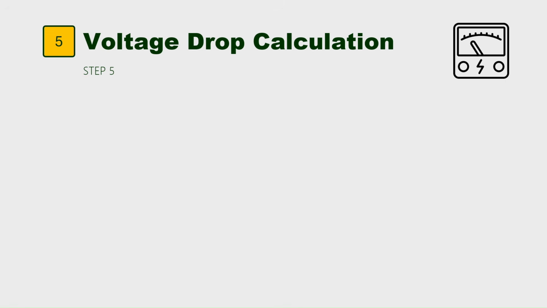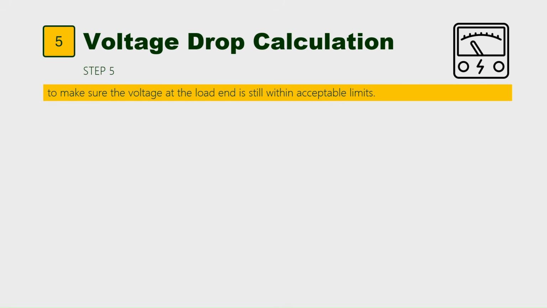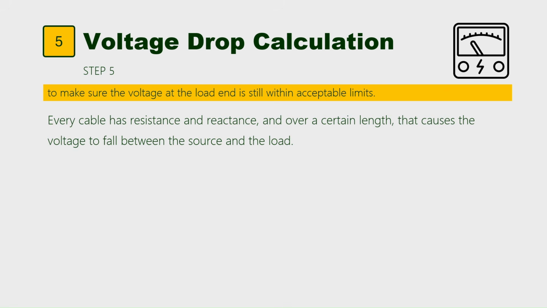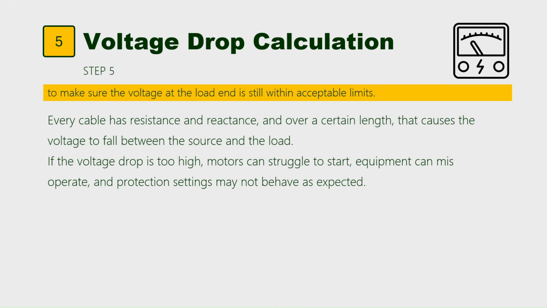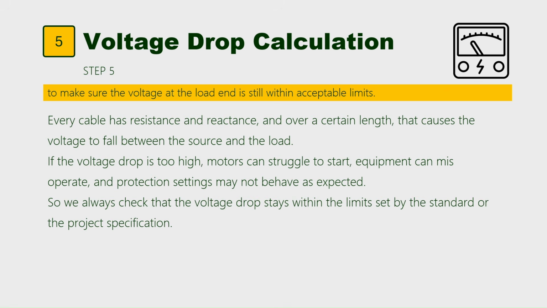Step 5. Voltage drop calculation. Now that we've checked the rated current and short circuit capacity, the next step is to make sure the voltage at the load end is still within acceptable limits. This is where voltage drop comes in. Every cable has resistance and reactance, and over a certain length, that causes the voltage to fall between the source and the load. If the voltage drop is too high, motors can struggle to start, equipment can misoperate, and protection settings may not behave as expected. So we always check that the voltage drop stays within the limits set by the standard or the project specification.